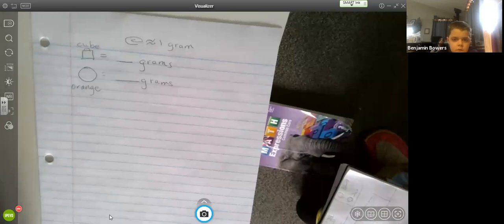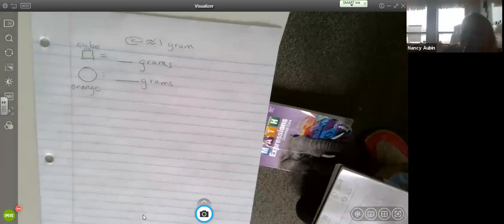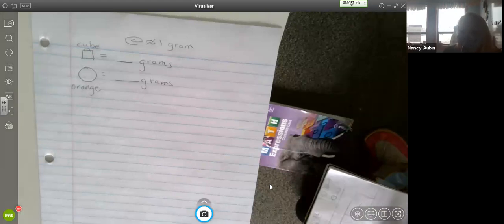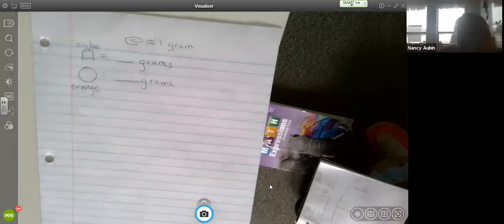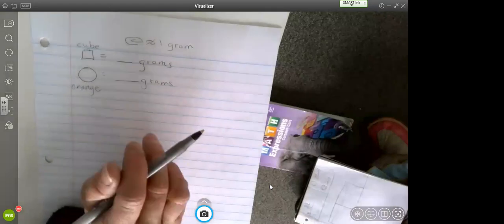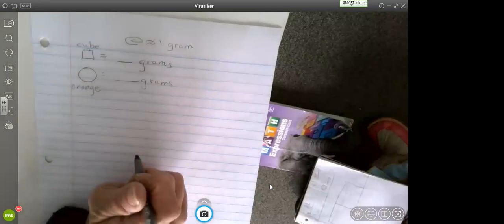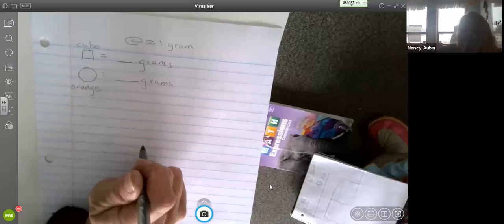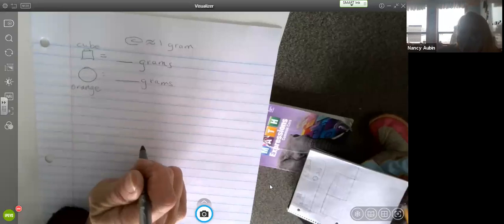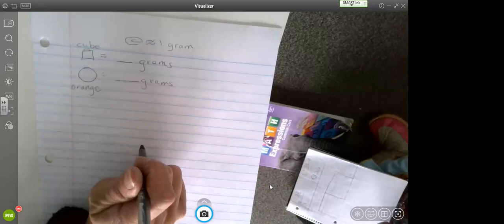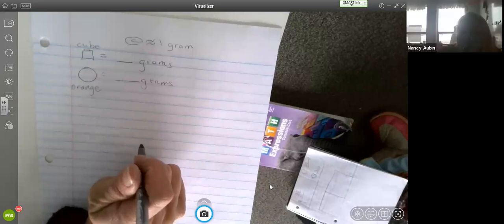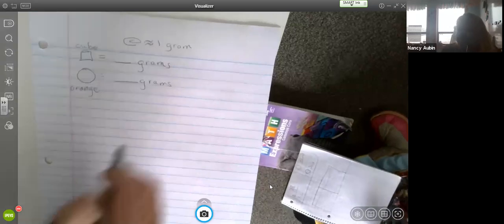Okay. All right. Let's hear from Jensen. What are you thinking, bud? How much an orange weighs? In grams. Yeah, about. What do you think? What's your estimate? Probably around 70. Okay, what do you think about for a cube? It would be a lot less, right? Yeah, I think about like 4 or 5. Okay. Henry, what are you thinking?